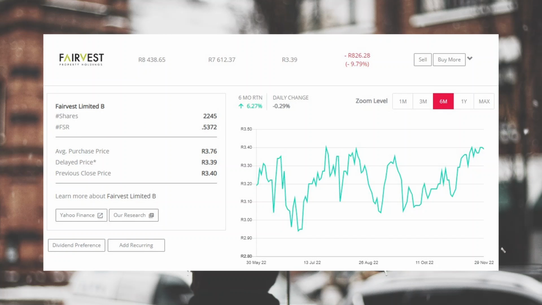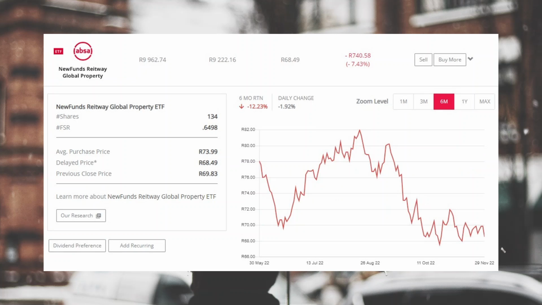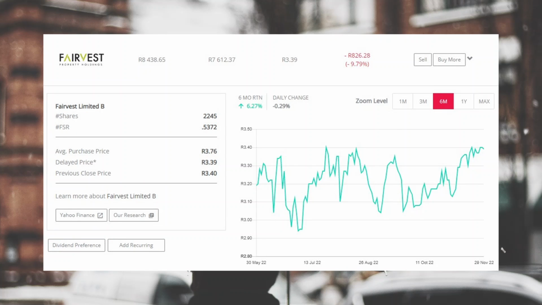Real estate has been tough this year with the higher interest rates, but I've held onto them with 4 to 6% dividends at Reitway and 12% dividends that I've received from Fairvest this year, which brings total returns to a negative 1.2% this year. But still, this one hurts the profit and loss for the ZAR account.